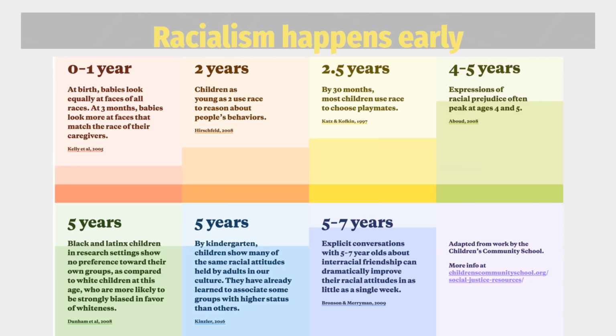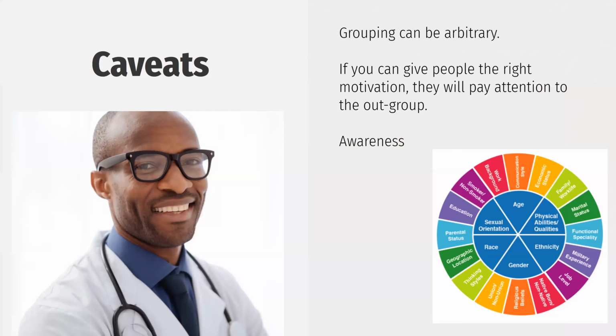So this is just another chart that shows that racialism happens early. Even babies prefer their own in-group race if they aren't exposed to an out-group. But really by 3 to 4 years, they've already formed prejudice. They already formed ideas, explicit thoughts about other groups, and they're usually negative, especially if they're outgroup. The caveats. So again, the grouping can be arbitrary, which is really cool. If you give people the right motivation, they will also pay attention to the outgroup.